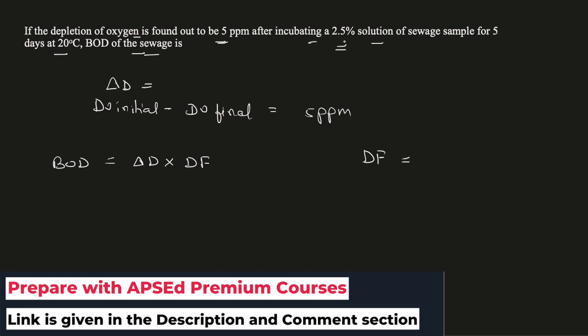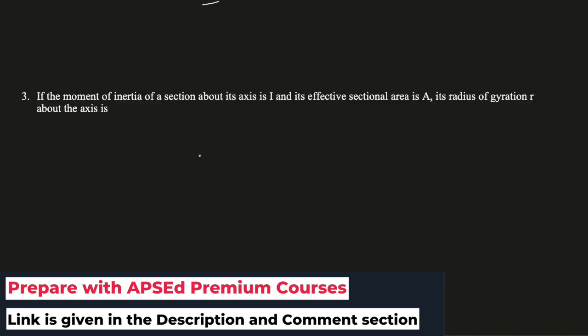As it is given, it is a 2.5% solution, so dilution factor will be 100 by 2.5, and that is 40. If we put the value, the oxygen that is consumed is 5 ppm, and dilution factor is 40. From here we find out the BOD5 at 20 degrees Celsius as 200 ppm. That is the required answer. Let's move on to the next question.